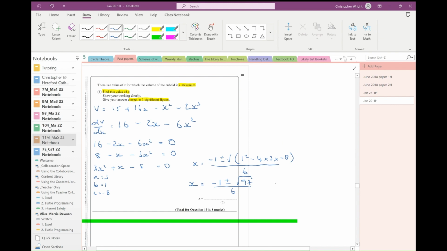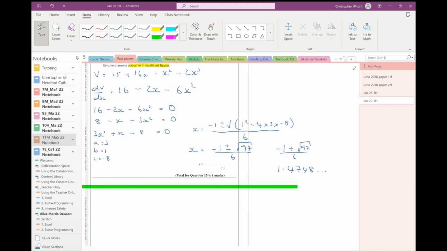So the only answer I'm actually going to be interested in is the positive answer, which is minus 1 plus the square root of 97 equals, and divide all of that by 6. So that gives me 1.4748 and so on. Now be careful, we've got to give the answer correct to 3 significant figures. So the answer is 1.47 to 3 significant figures.